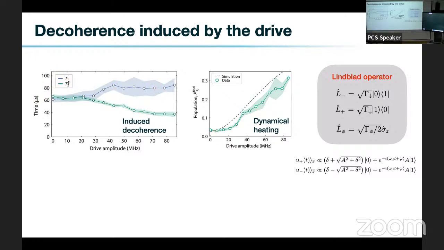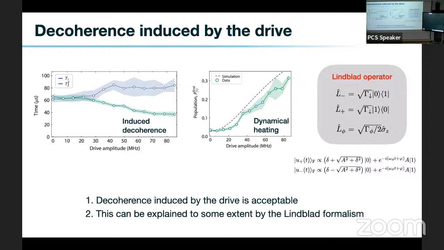I also tried to understand why this dynamic heating happened using the Lindblad formalism. This is the basic Lindblad operator to describe T1 and T2. Because our system is defined in the Floquet basis, I rewrite this Lindblad operator in the Floquet basis. In this way, I can explain why there is dynamic heating. To sum up, the decoherence induced by the drive is acceptable. The decoherence is not so big, and it can be explained to some extent by the Lindblad formalism, which means that if the Lindblad amplitude is small enough, or the system has good coherence, then the induced decoherence is also small.